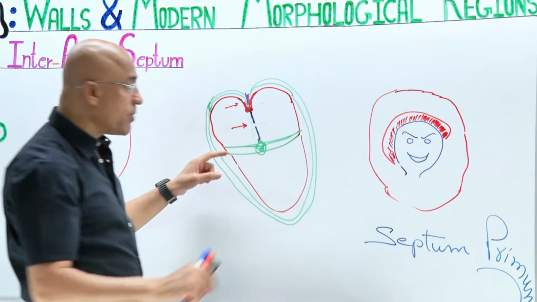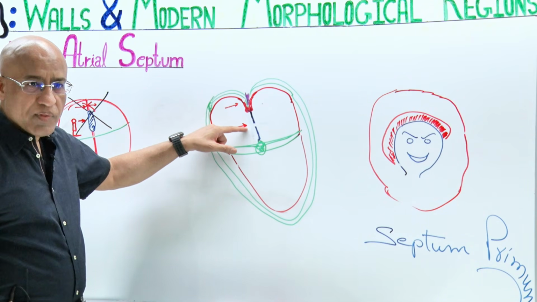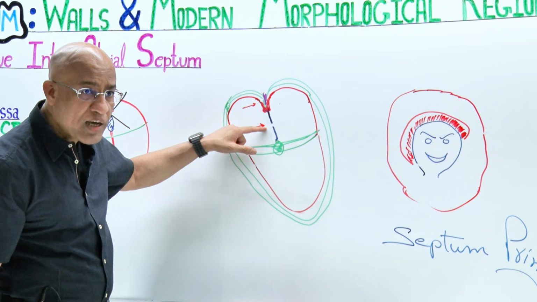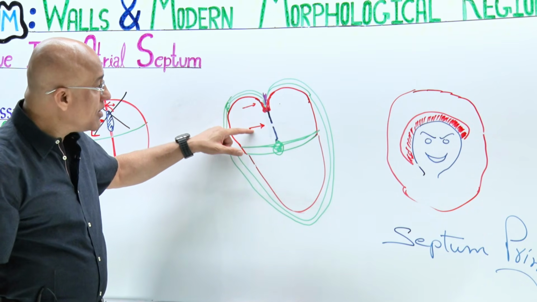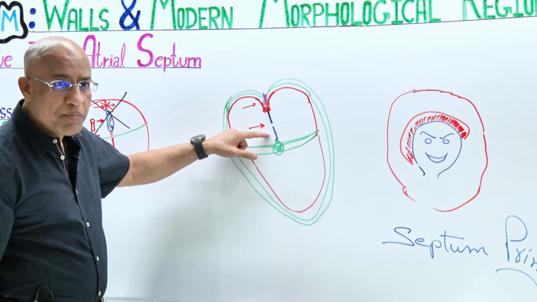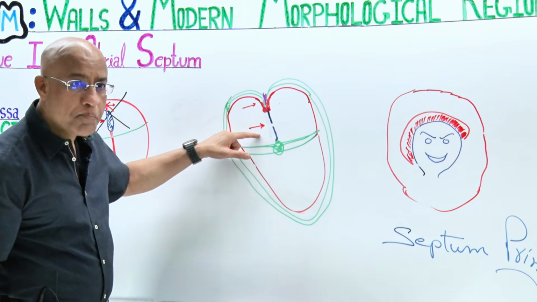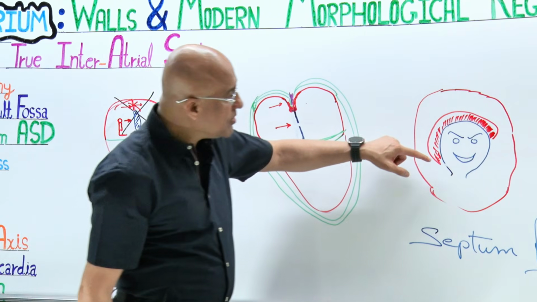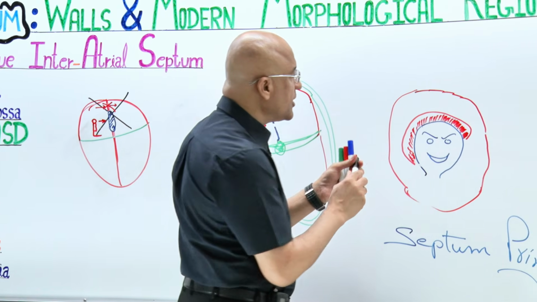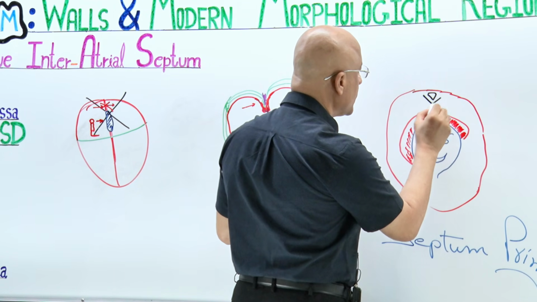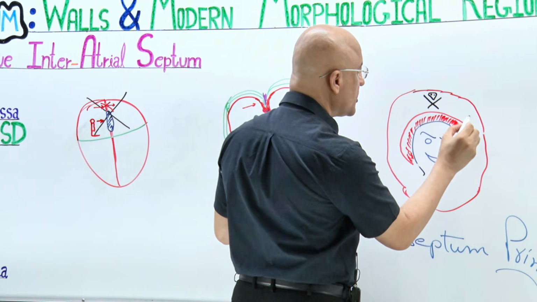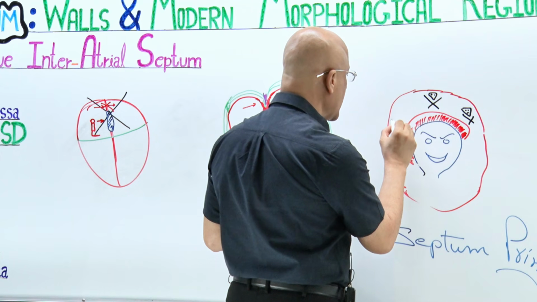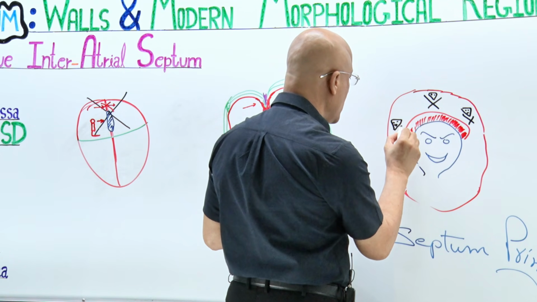So whenever you are going to make a transseptal puncture, you must go through the floor of the fossa ovalis, or this fetal remaining part of septum primum. You should not go from other areas, these are dangerous areas. You can go even anteriorly or superiorly, and especially posteriorly.